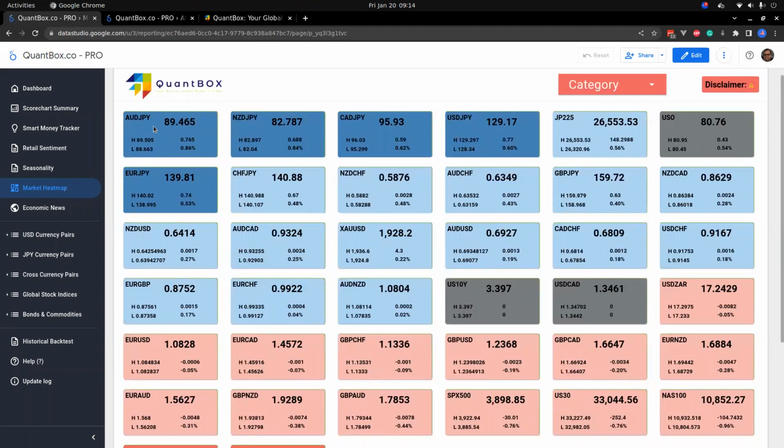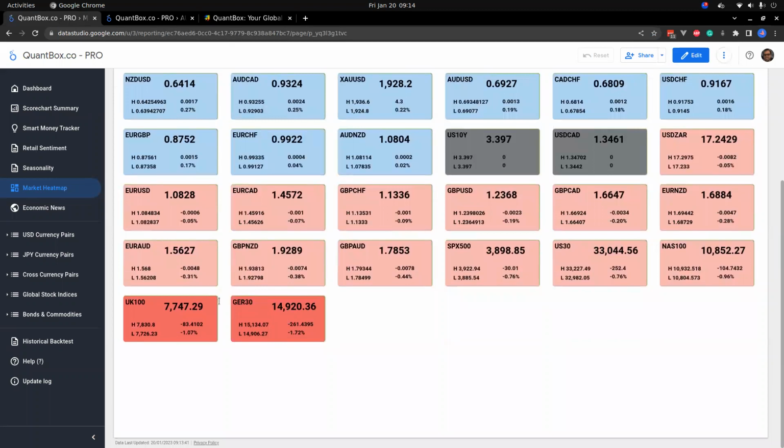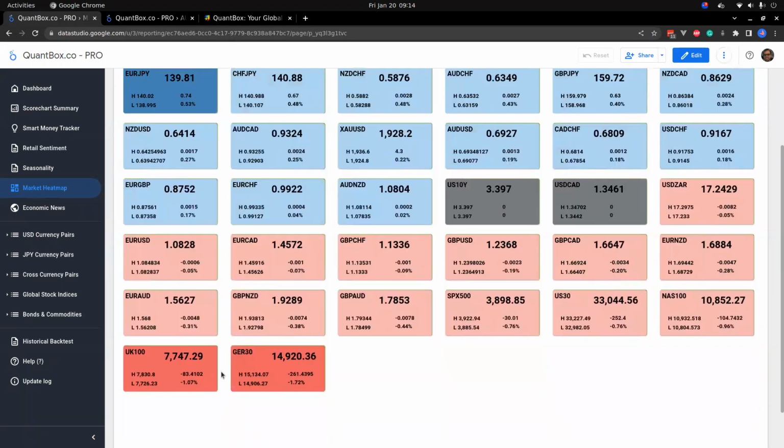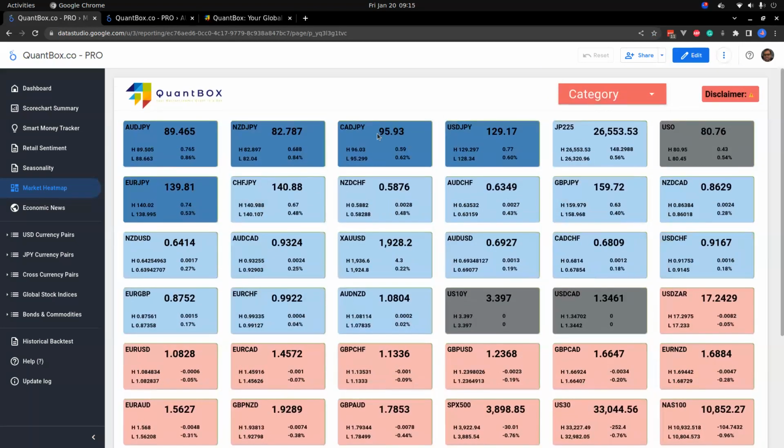So we can see right now Aussie yen, Kiwi yen, CAD yen, and dollar yen all up for the session. Remember how yesterday they were all down? The day before they were all up. Well, they're ranging, right? We'll look at those in a second. Nikkei's up, USO's up. So we got some risk on. We got some risk off down here, Europe and the UK. NAS is down. US S&P is down. So it's a bit of a mixed bag, really. But looks like the yens are looking good. Nikkei is looking good.